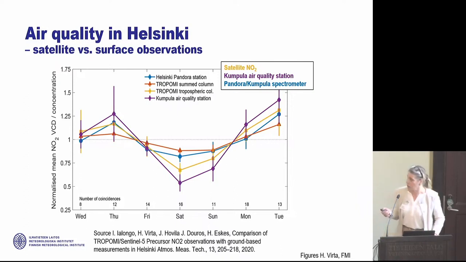And here in this picture, the satellite is in yellowish color, and then the ground reference, which is a similar observation type, but from the surface towards the sun, is blue, this Pandora instrument. And then we have air quality station observations, which is shown with this purple color here, which is of course measuring a very, very different thing at surface level, while the others are measuring the column.